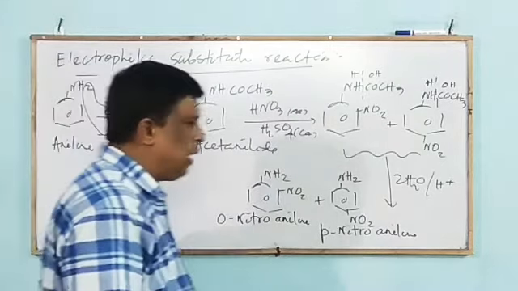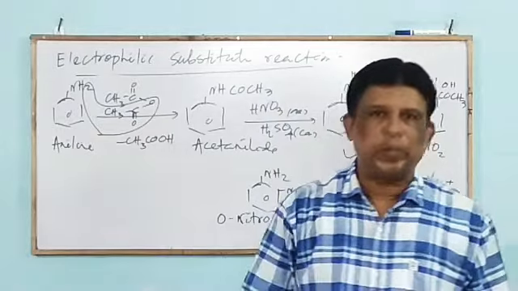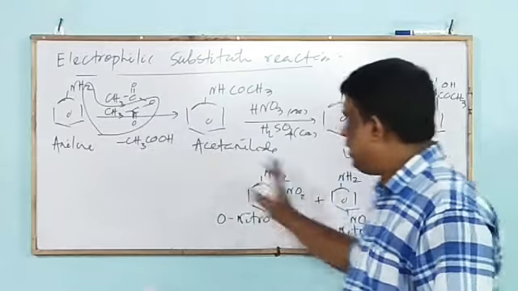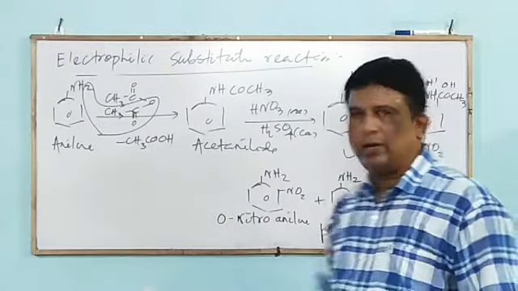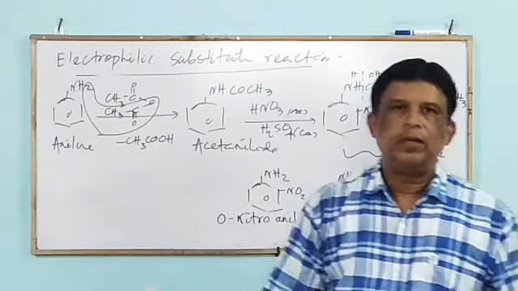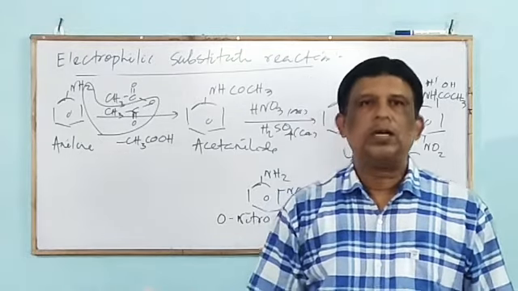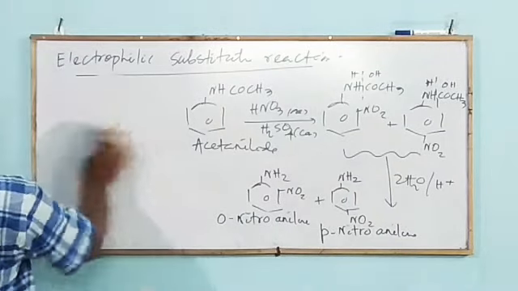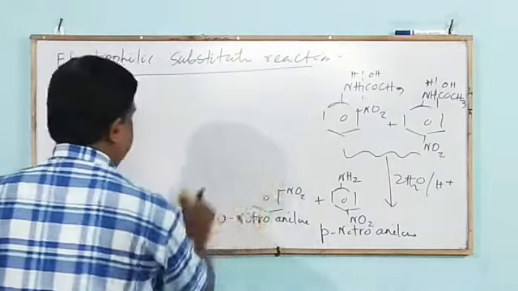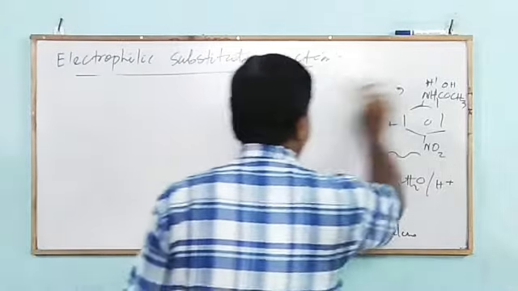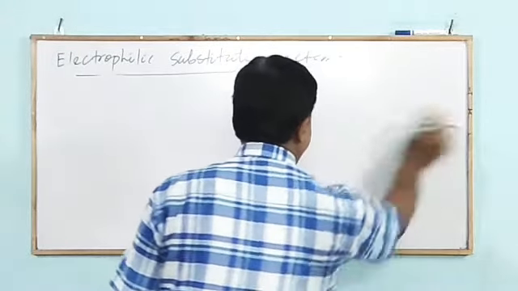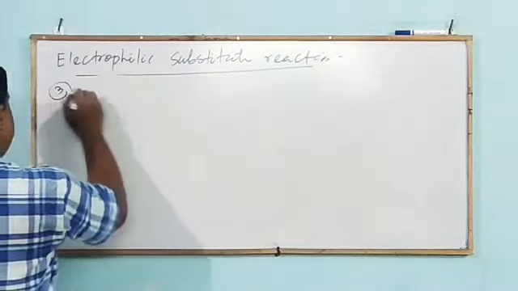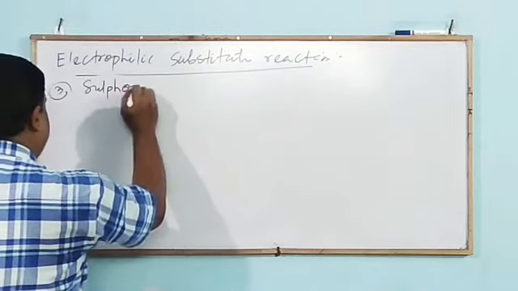So, I repeat again, in order to get the monosubstituted product, it is first necessary to protect the amino group by acetylation. Then it is regenerated by hydrolysis. So, halogenation, nitration, and the last one is sulfonation. The last chemical property under electrophilic substitution reaction is sulfonation.